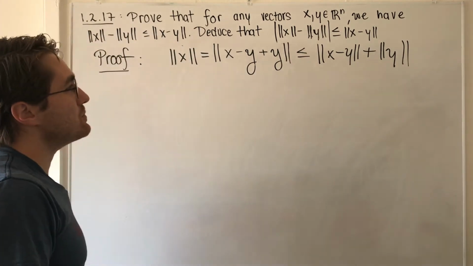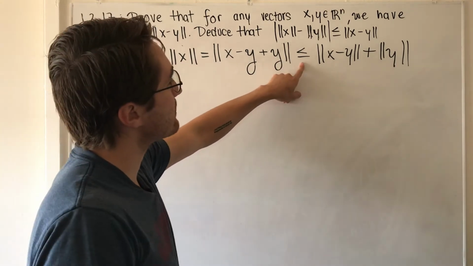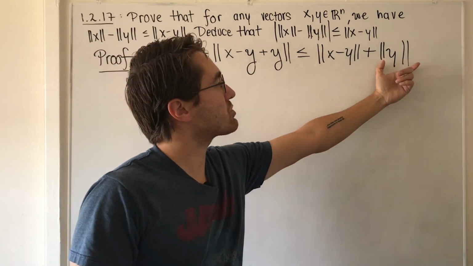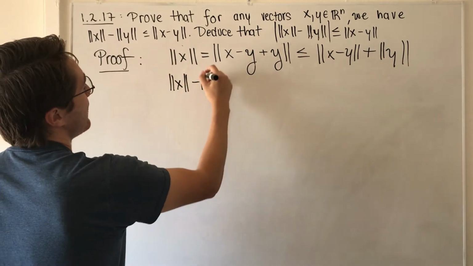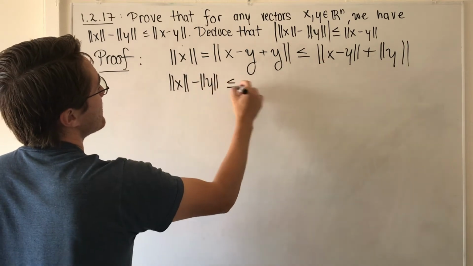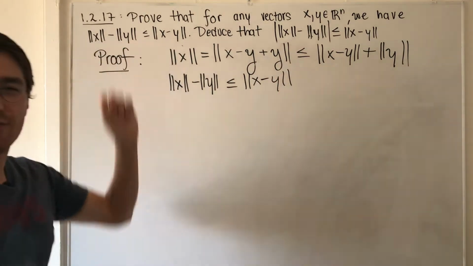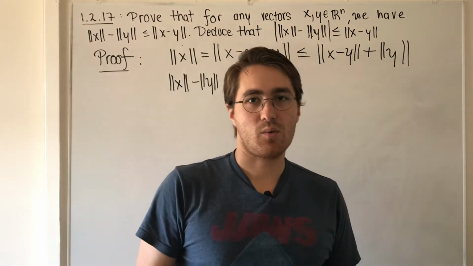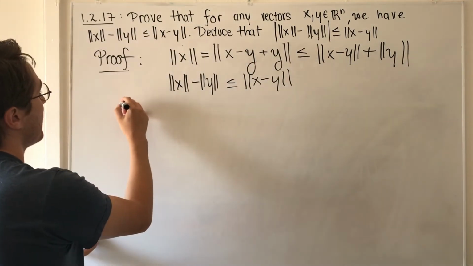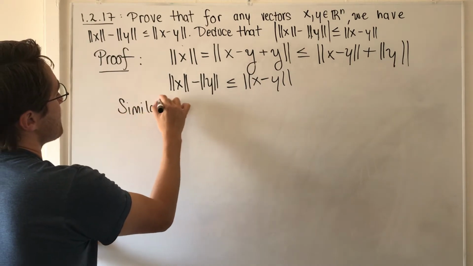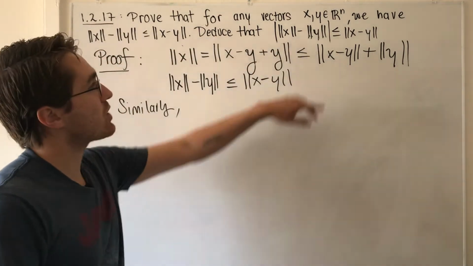Okay? So how does that help me now? Well, look, I had the norm of x less than or equal to this thing over here. If I subtract the norm of y on both sides, I'm going to have the norm of x minus the norm of y, less than or equal to, and now I've just got the norm of x minus y, which establishes the first inequality, which is what I wanted. Okay, so now in a similar fashion, what we're going to do is try to show that this is true.